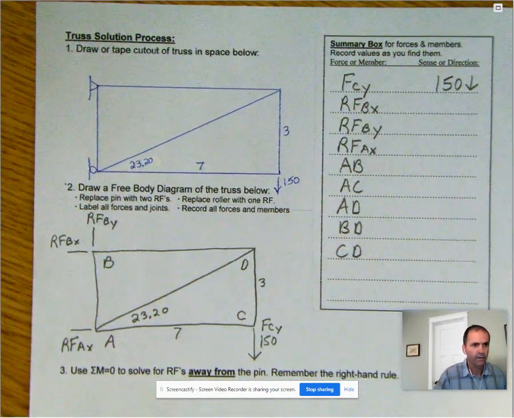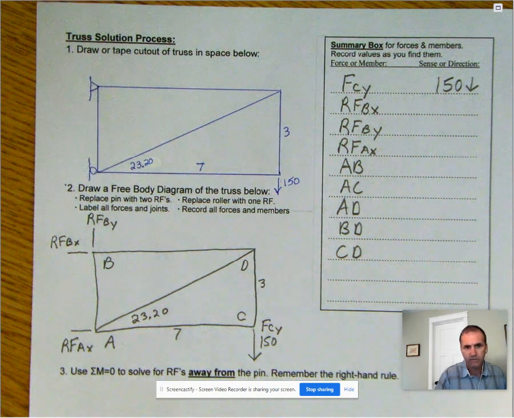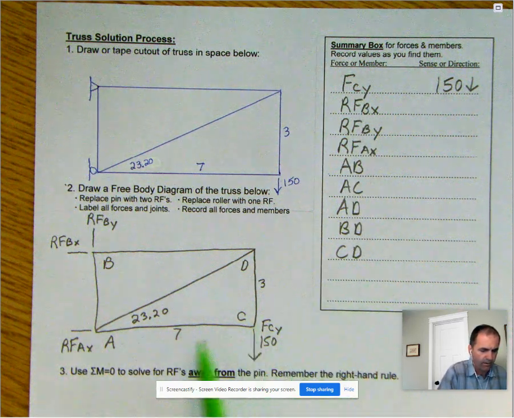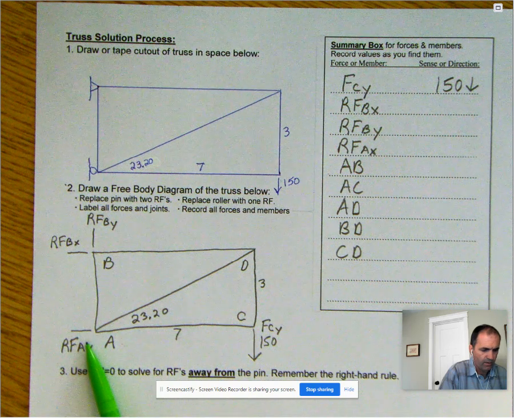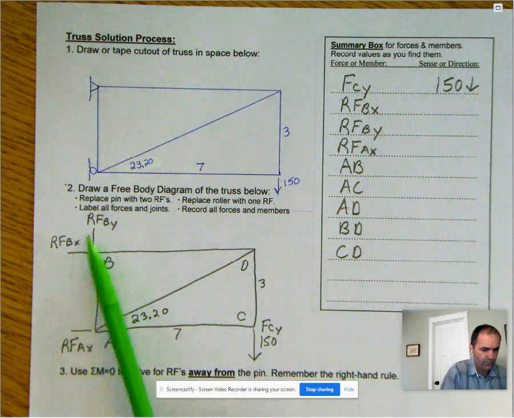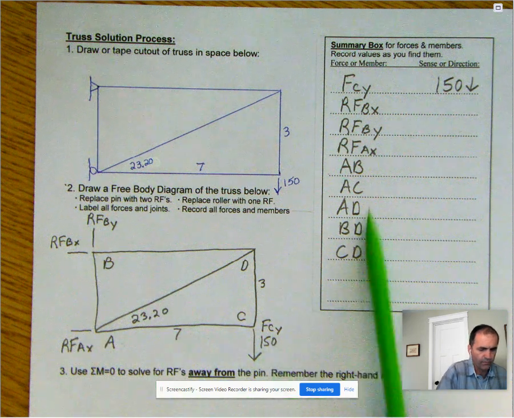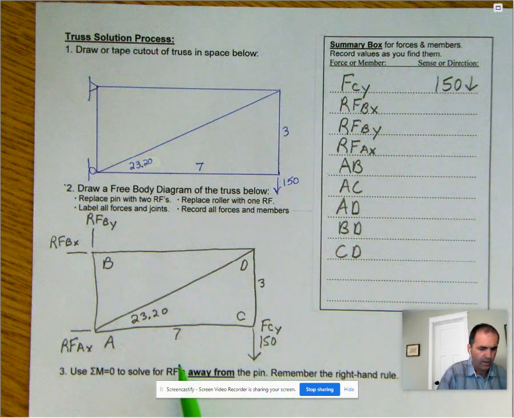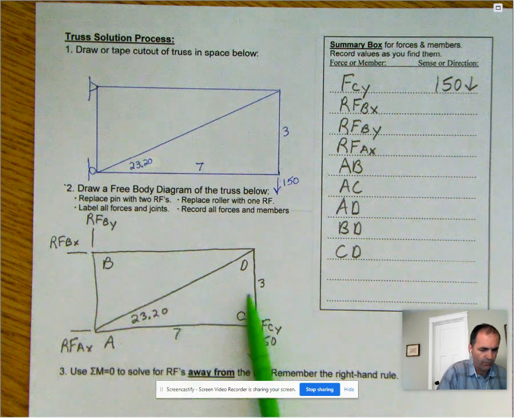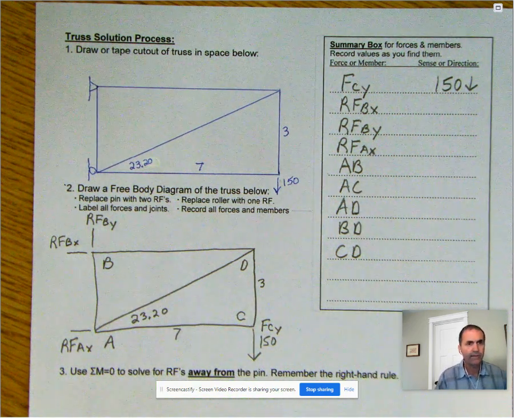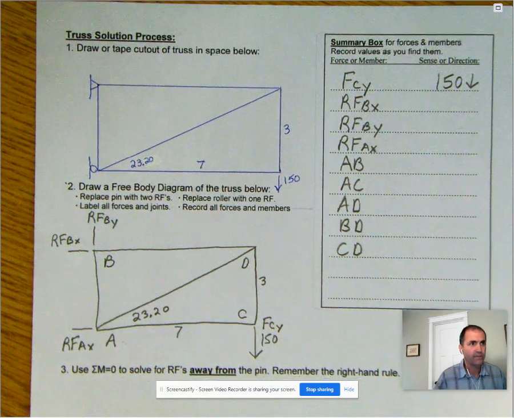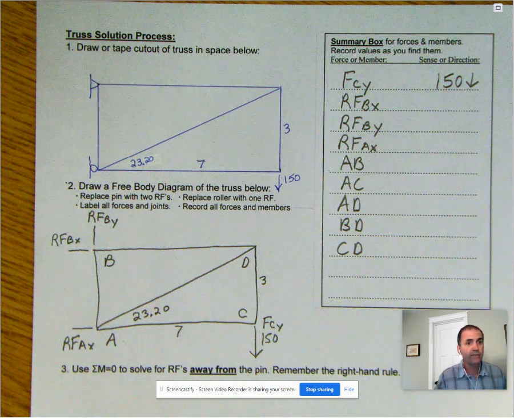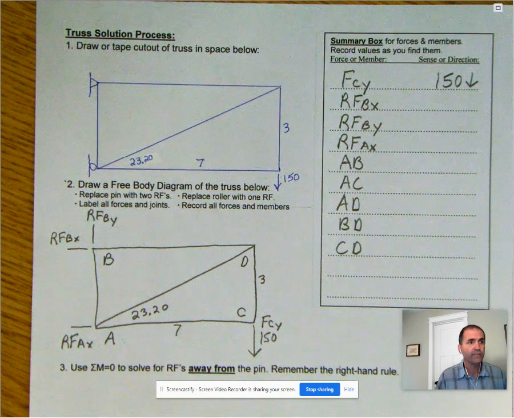Your third one, again, your distances and angles might be different, but you should have basically the same thing here. We've got a pin reaction force, a roller reaction force, and an applied force, 4 total forces. The only one we know is this one going downward. And then we've got 5 members listed here. All right, so that gets you your steps to get your free body diagram and your summary box complete. Next up will be to solve for moments and figure out what the force is at the roller.